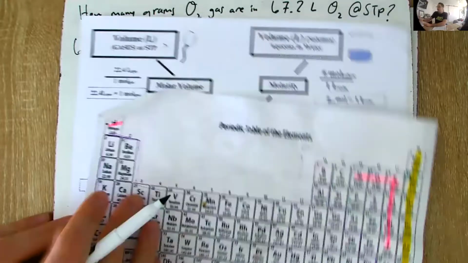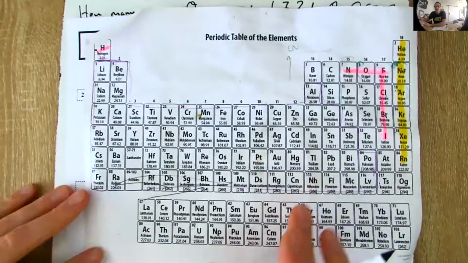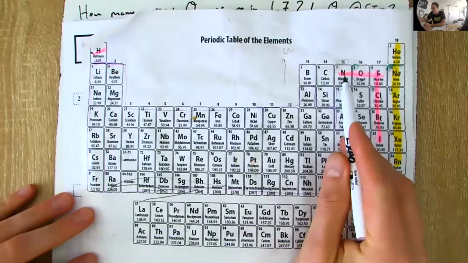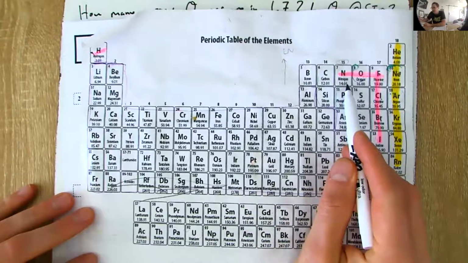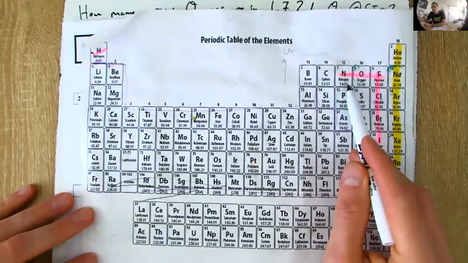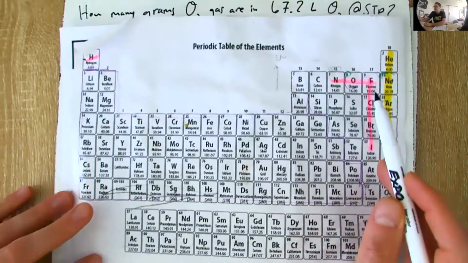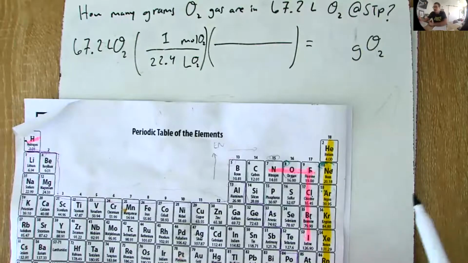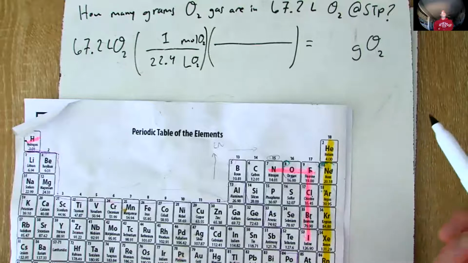The periodic table of elements gives the molar masses of each of the individual elements. It's that number that's written right below the symbol for each element. That number is the number of grams per 1 mole of that element. So let's take a look. What substance are we trying to find the molar mass for? O2, oxygen. That's right.